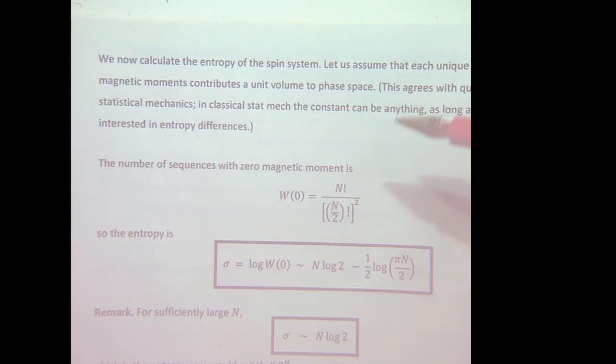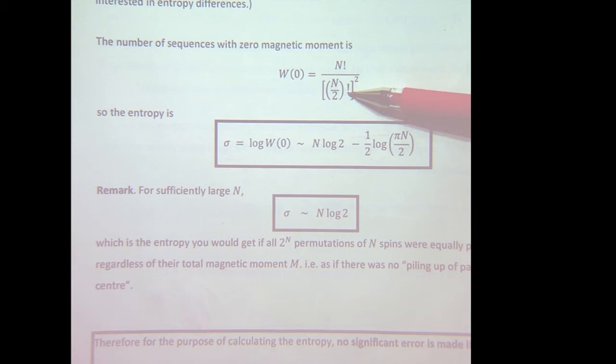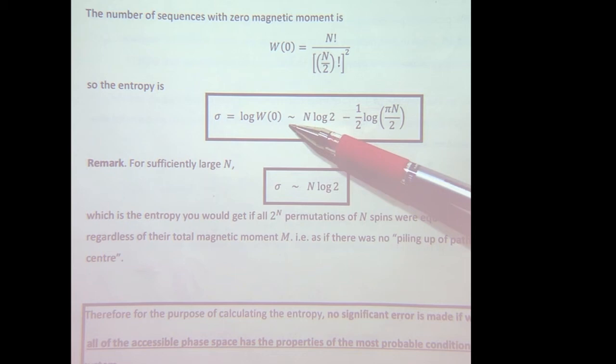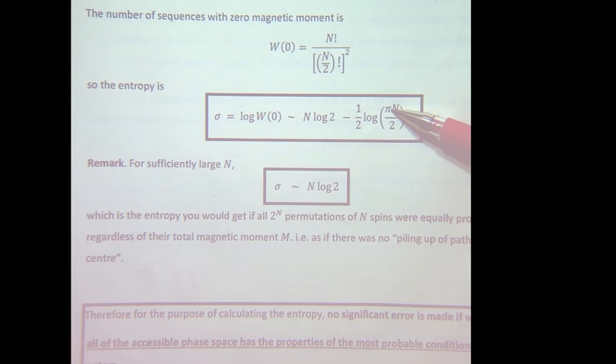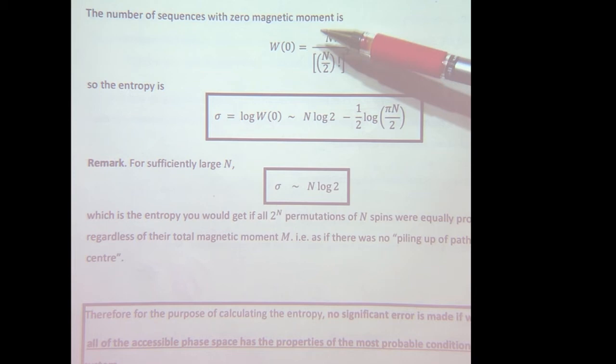Now, the number of sequences with zero magnetic moment: you just put zero into the combinatorial factor. So you get n factorial over (n on 2 factorial) squared. Then just using Stirling's approximation again, you take the log of this, and the entropy is just the log of this, and it's asymptotic to n log 2 minus half log pi on 2 times n. Now, this is the entropy, the number of particles is obviously large, of the case where just the sequences of zero magnetic moment.